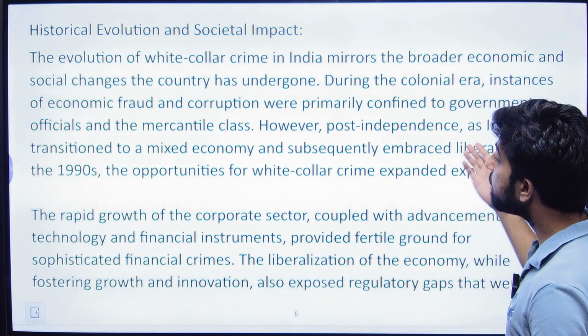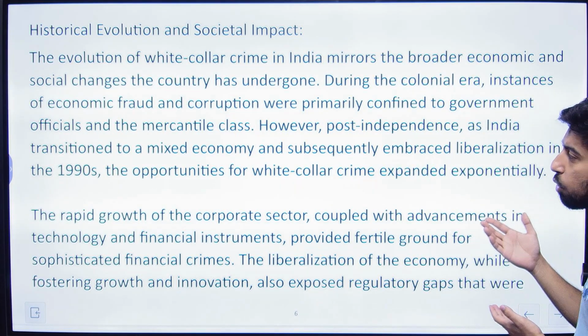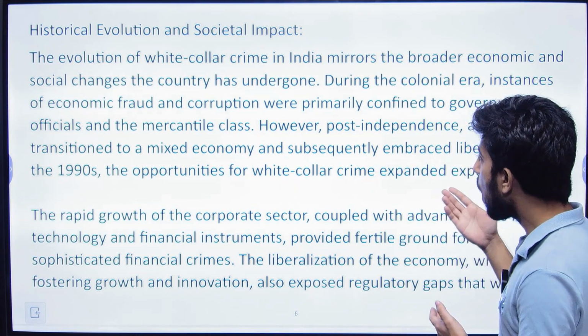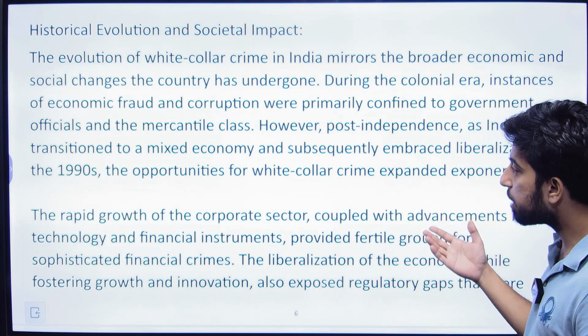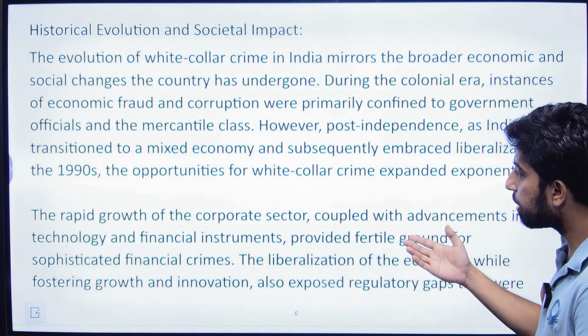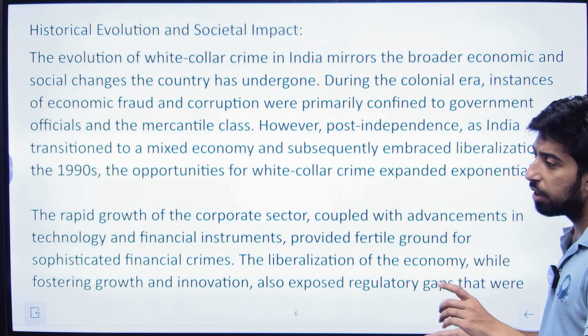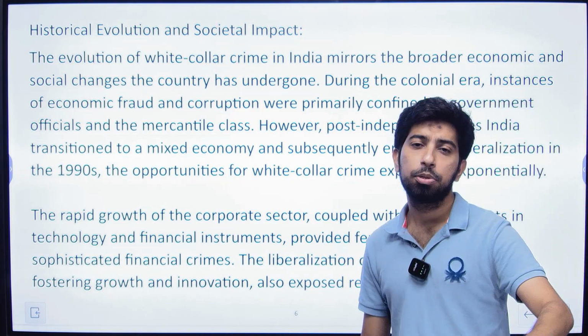During the colonial era, instances of economic fraud and corruption were primarily confined to government officials and the mercantile class. However, post-independence, as India transitioned to a mixed economy and subsequently embraced liberalization in the 1990s, the opportunities for white-collar crimes expanded exponentially. See, this actually happened.